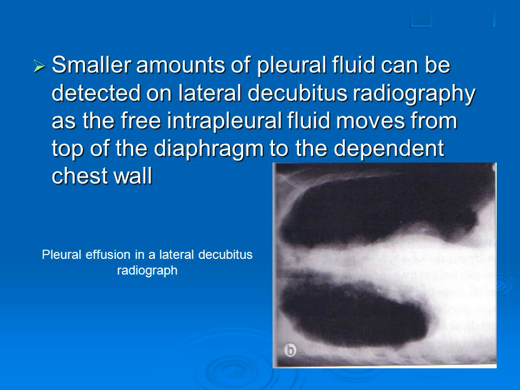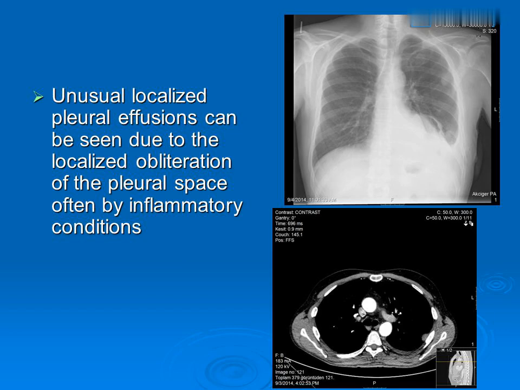Pleural effusion in a lateral decubitus radiograph. Smaller amounts of pleural fluid can be detected on lateral decubitus radiography as the free intrapleural fluid moves from the top of the diaphragm to the dependent chest wall. Unusual localized pleural effusions can be seen due to localized obliteration of the pleural space, often by inflammatory conditions.